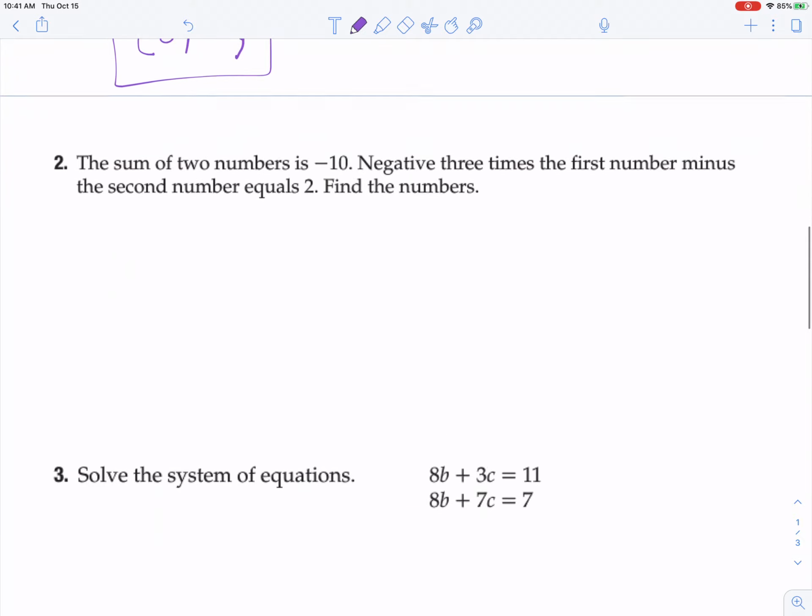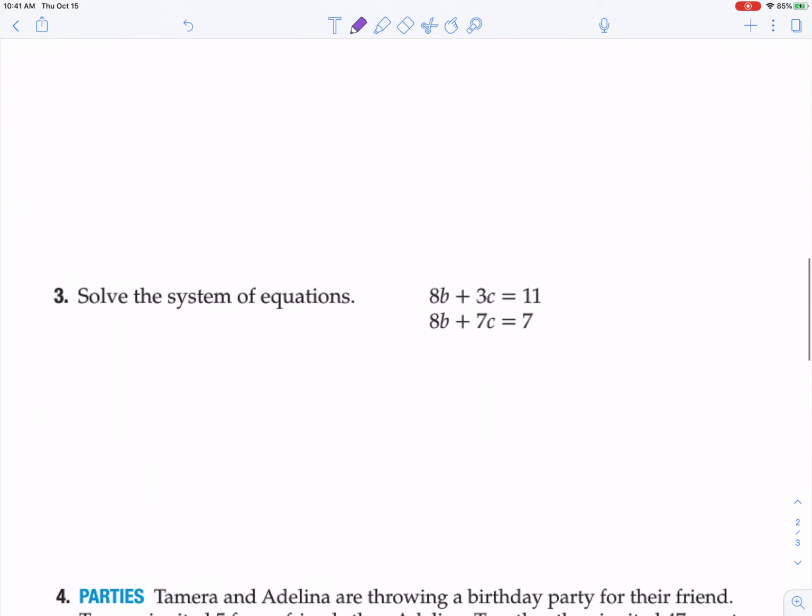Okay, so what happens on number 3? On number 3, I get really excited and I say, yeah, cool, let's add them. And I start thinking about canceling things away. But hold on a second. 8b plus 8b does not cancel. That's 16b. Okay, did anything cancel? No, that wasn't helpful. That was absolutely the worst thing ever.